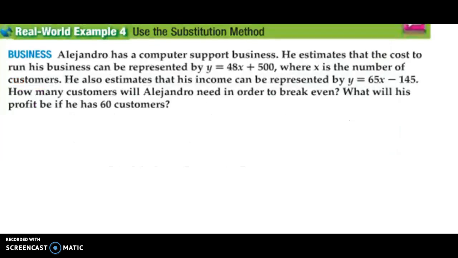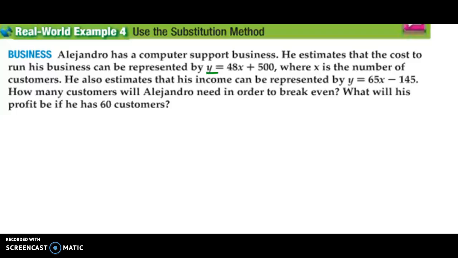So in this one it says, Alejandro has a computer support business. He estimates that the cost to run his business can be represented by y equals 48x plus 500, where x is the number of customers. He also estimates that his income can be represented by y equals 65x minus 145. How many customers will Alejandro need in order to break even? What will his profit be if he has 60 customers?